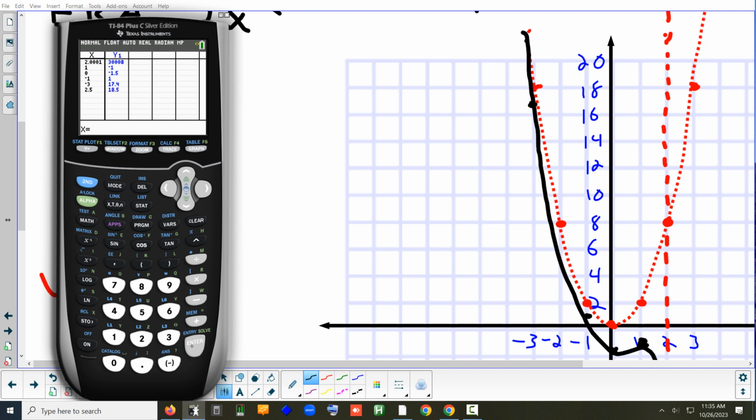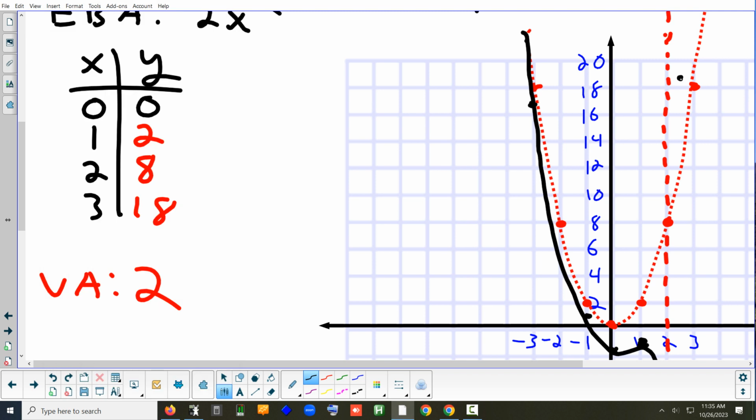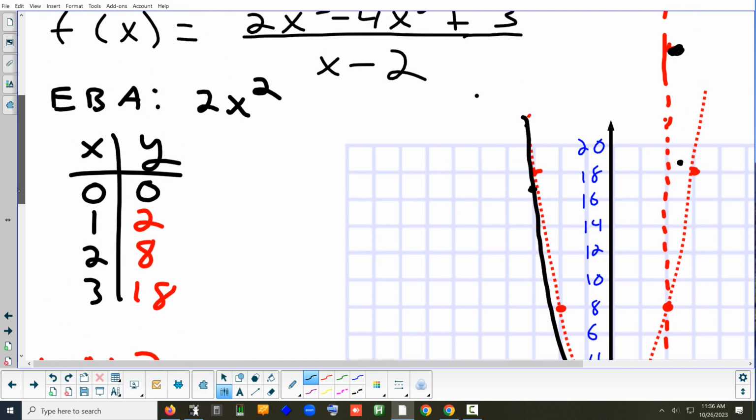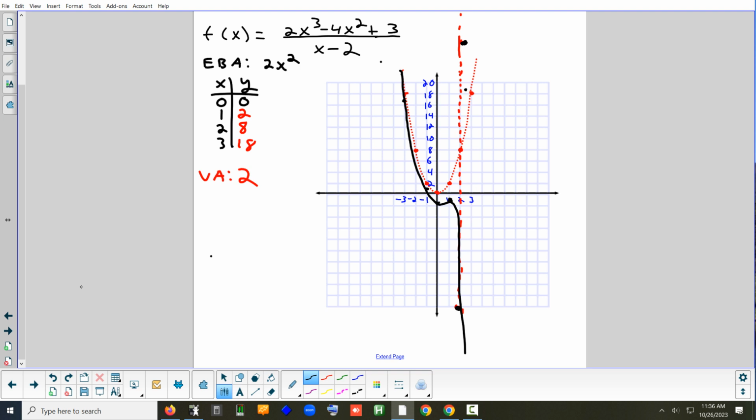So 2.5, just barely. We're at 18.5. So 2.5, right about there. If we try like 2.2, well, we can see that it's curving up. So I can't really do much more with that. So what's going to happen is it's going to be right in there. It's going to hit that point, and it's going to keep going. And the sides of it are going to look like a parabola, and the middle is broken.